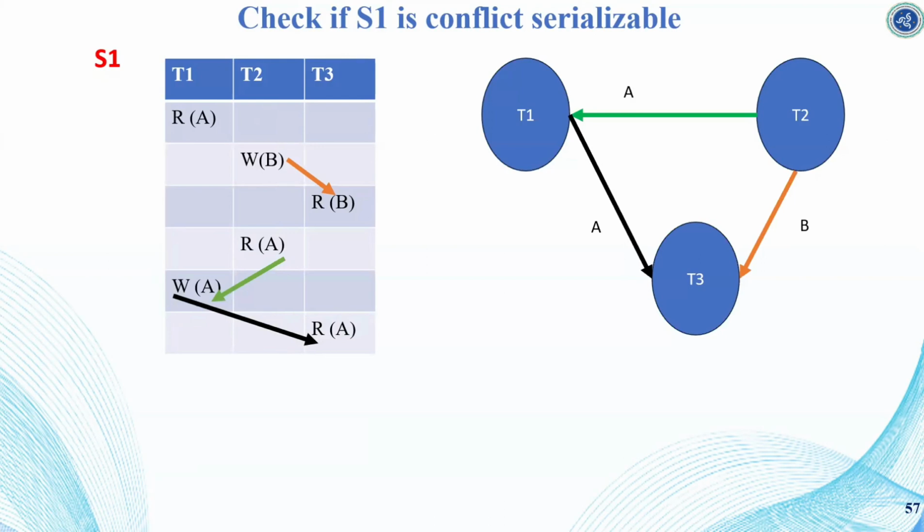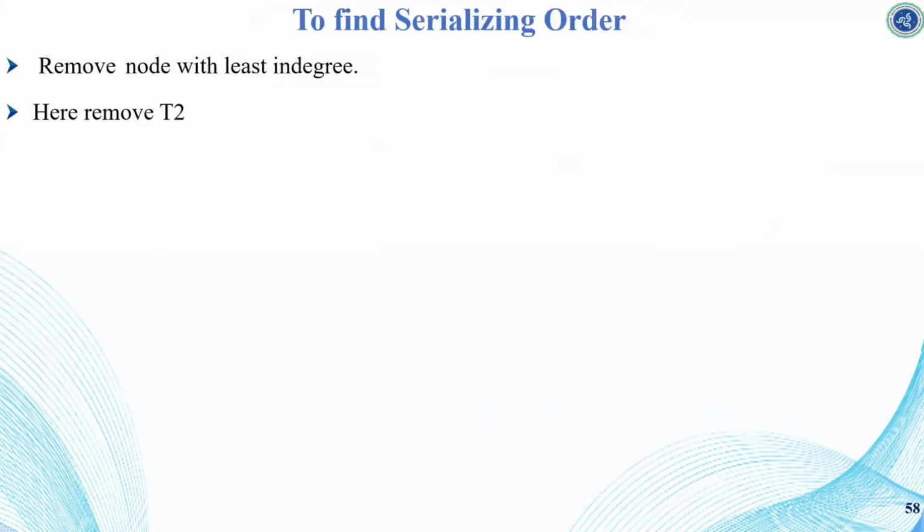So there is no cycle. If there is an edge from T3 to T2, then there is a cycle. So here in this case, it is not a cycle. There is no cycle in the precedence graph. Therefore, we can say it is conflict serializable. So the given schedule is conflict serializable.